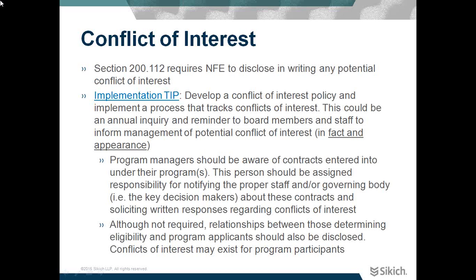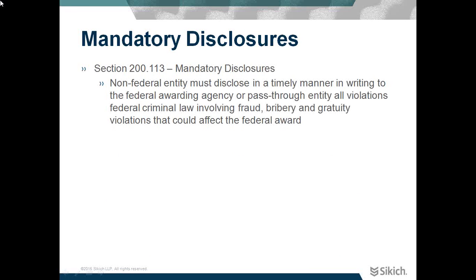Oftentimes in higher education, a student financial aid director could be approving student financial aid for a relative, and it's based on some subjective factors, so you want to be sure that if there are conflicts, those are disclosed. Another example would be some kind of intake specialist that's approving a potential relative of theirs for any grant-based need based on certain eligibility criteria. So those are types of things that need to be disclosed in writing.